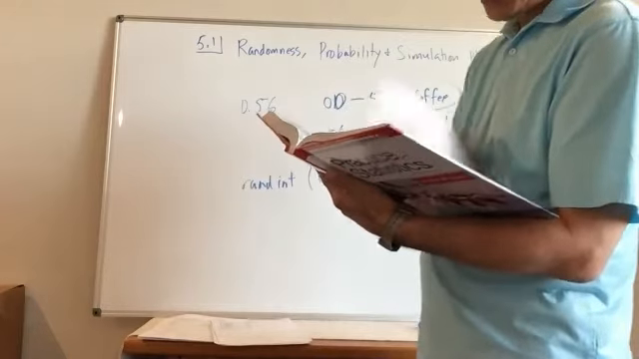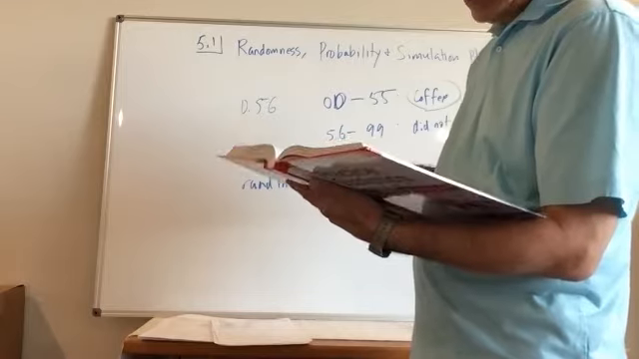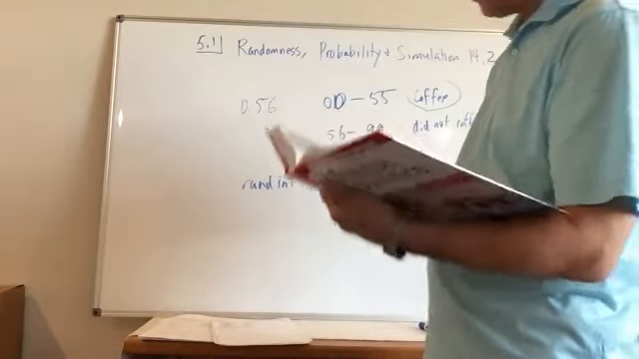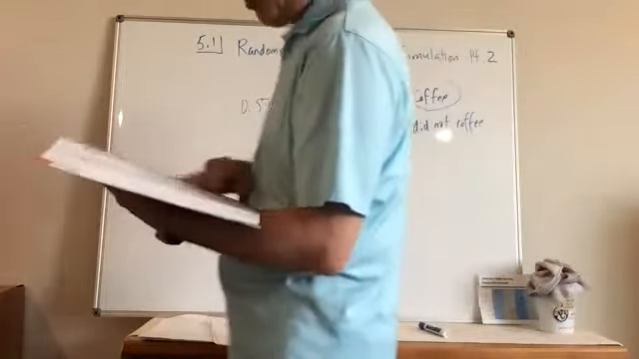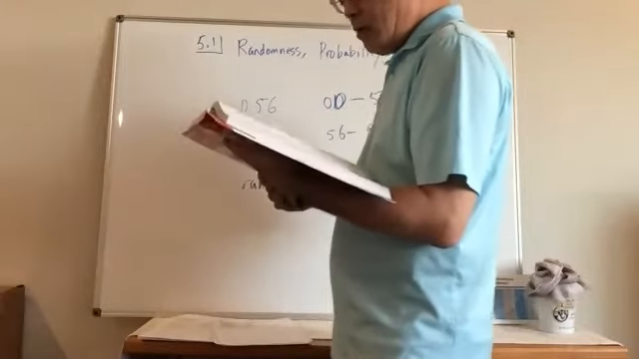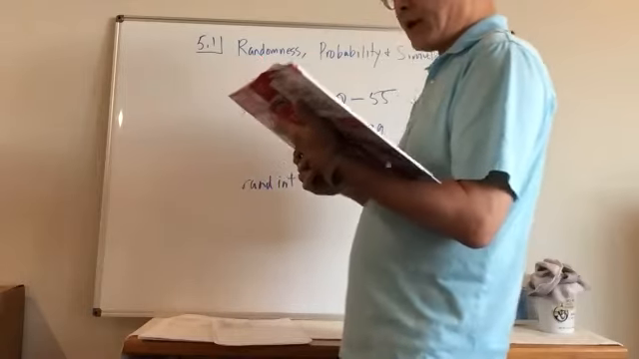So let's go ahead and look at the NASCAR cards and cereal boxes example. Go ahead and read that to yourself. I'm not going to sit here and read the whole thing, so go ahead and read it. This is on page 305.